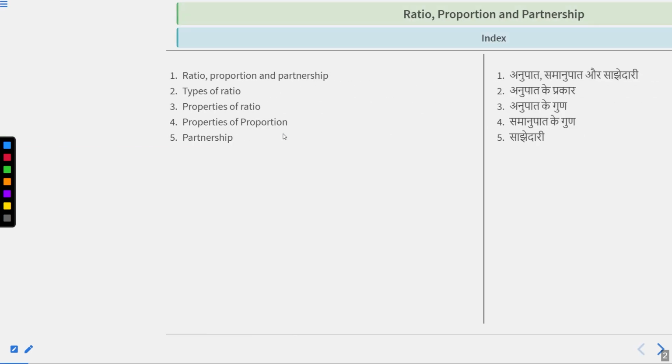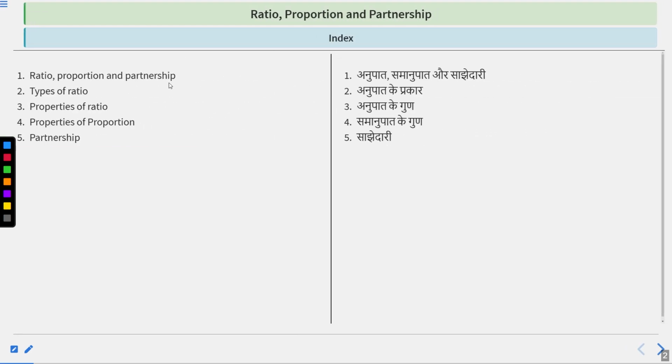Okay, now we will see the first index. What we will discuss in today's class: ratio, proportion and partnership, types of ratio, property of proportion and property of partnership.